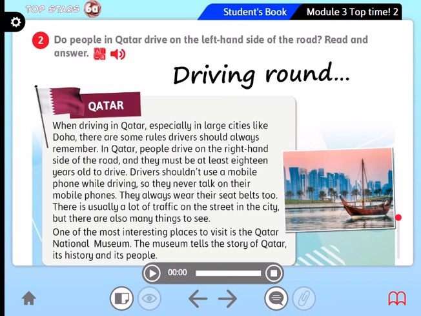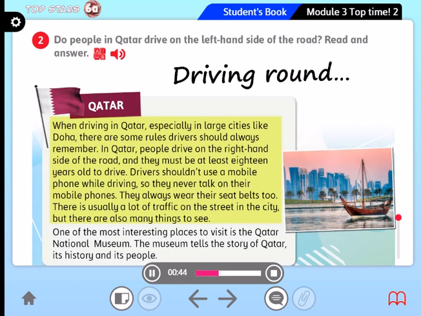Now we are going to read. In order to find out if people in Qatar drive on the left-hand side of the road, let's read. Do people in Qatar drive on the left-hand side of the road? Read and answer. Driving around Qatar. When driving in Qatar, especially in large cities like Doha, there are some rules drivers should always remember. In Qatar, people drive on the right-hand side of the road, and they must be at least 18 years old to drive. Drivers shouldn't use a mobile phone while driving, so they never talk on their mobile phones. They always wear their seatbelts too.